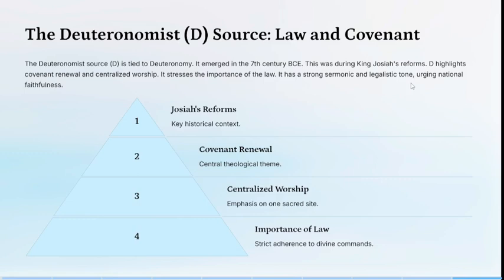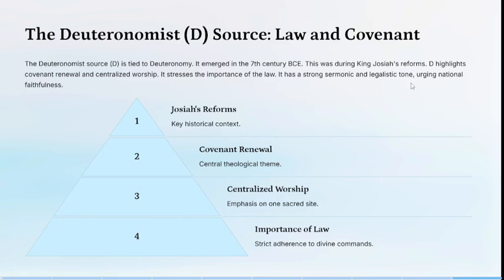Lastly, for the last source, we have the priestly source. Now, the priestly source focuses on priestly matters such as rituals and genealogies, and it presents a formal and structured view of God's relationship with Israel. So, what are the characteristics of the priestly source, as we considered the characteristics of the other sources?